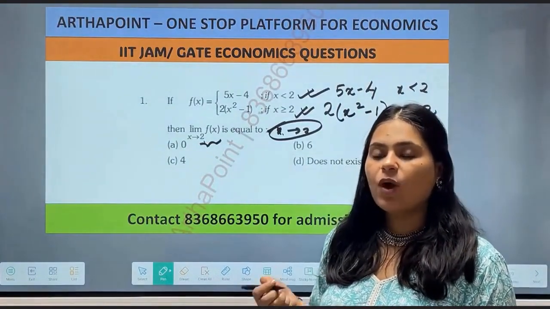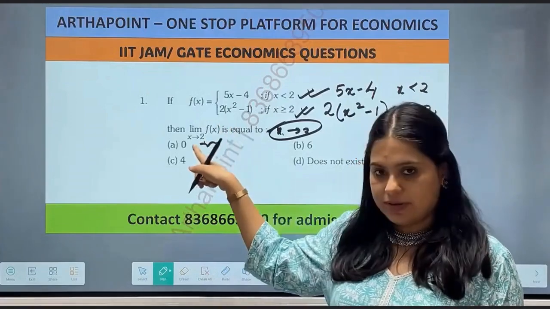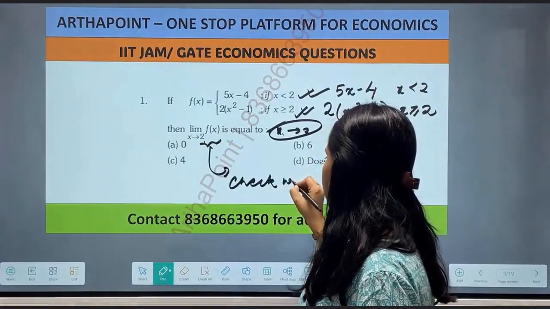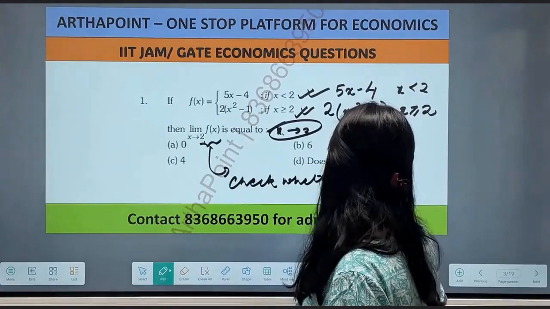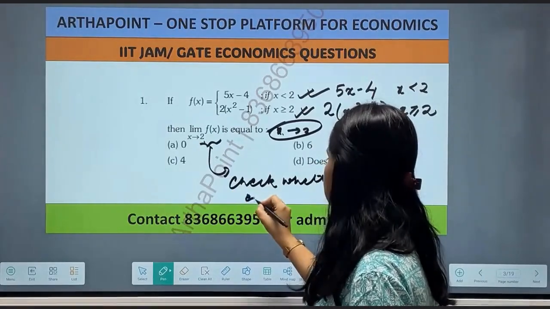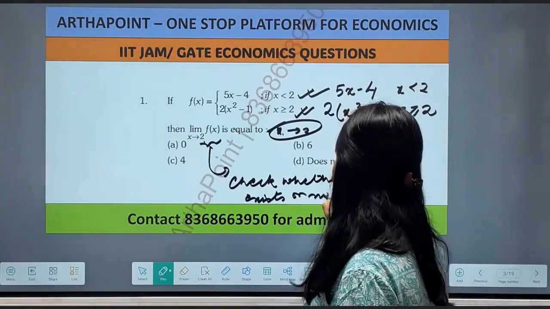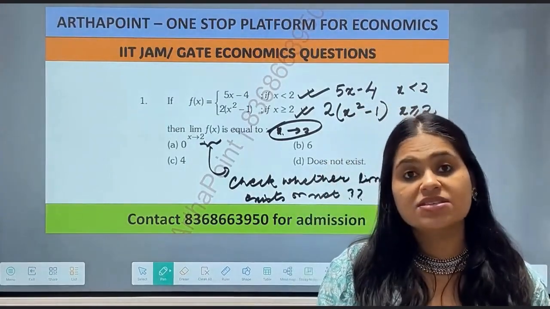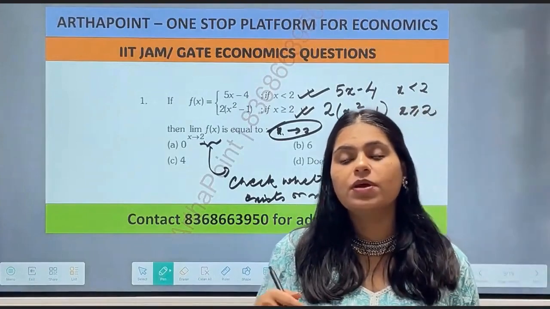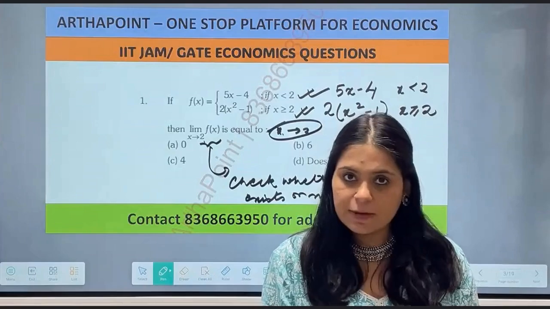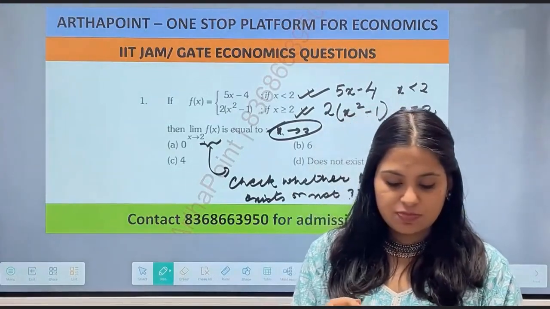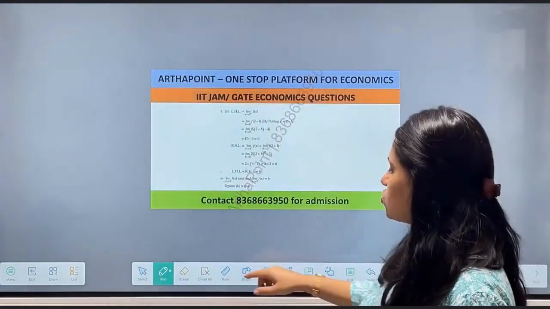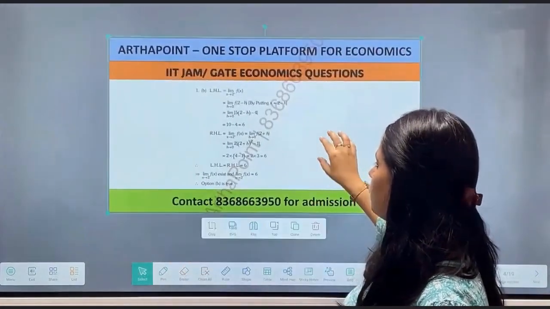Always remember, whenever you go ahead and find a limit as x tends to something, first check whether the limit exists or not. So the first thing that any one of you should be doing is to check whether the limit exists or not. Only when the limit exists can you find the limit. Okay, so the answer you're saying is 6. So we need to go ahead and check whether the limit exists or not. So let us go ahead and try to find that out.